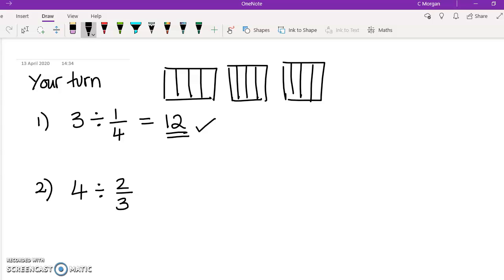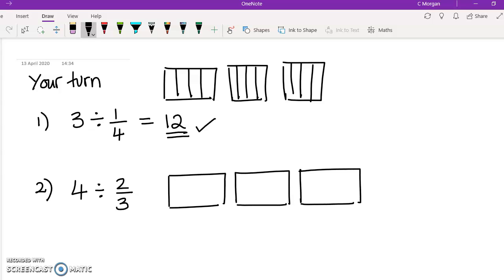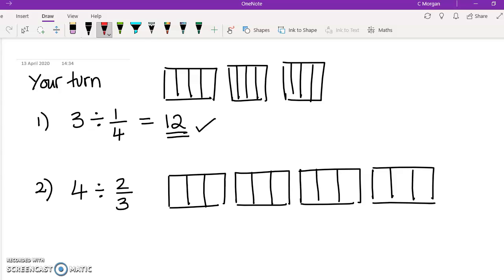The next question was 4 divided by 2/3. So I'm going to draw out my 4 bars of chocolate. And I've got my 4th one there. And this time I've got to split them up into thirds. And I asked you how many 2/3 were in 4 wholes.